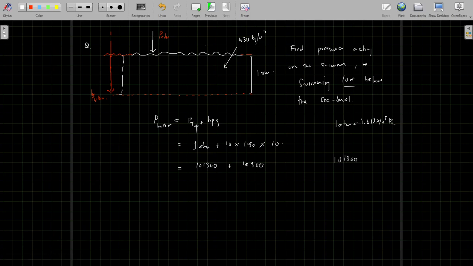101300 plus 10300 gives about 111600 Pascal. But no use, I cannot understand anything. How much atm is it? It would be easier like this. 1 atm is 101300 Pascal.